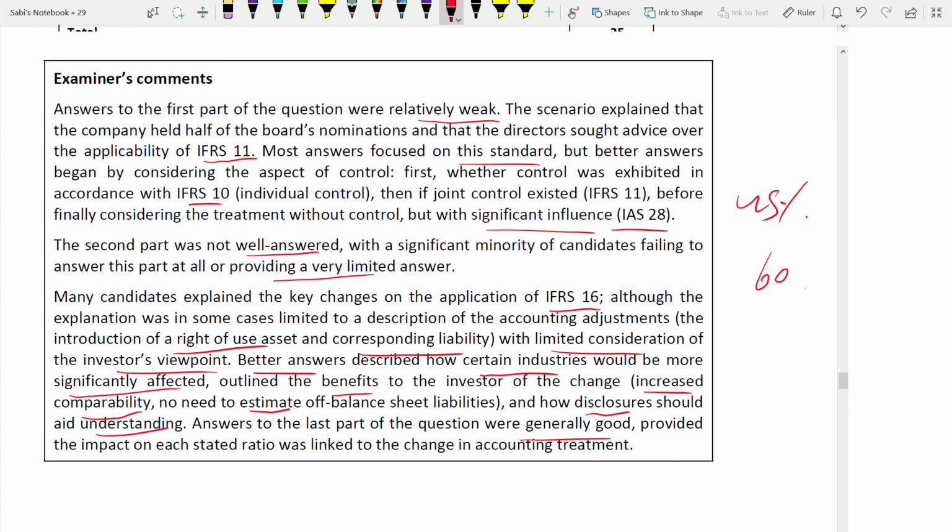Okay, make sure that when you're showing the impact on the stated ratio, you are able to link this to the change in accounting treatment. What is the change in accounting treatment? For example, before there was no recognition of depreciation. Now there's recognition of depreciation. Earlier there was no recognition of interest. Now there's recognition of interest. That's why interest will go, EBITDA will go, EBIT will go. So you have to be able to link like this rather than just saying this ratio will increase, decrease, increase, decrease. Okay.